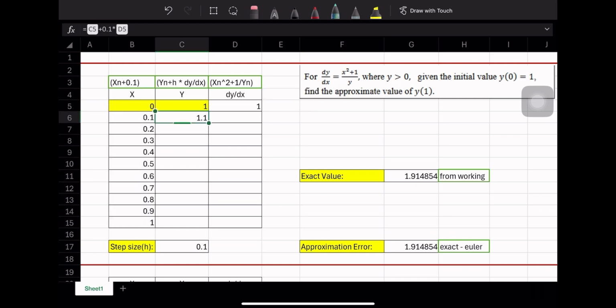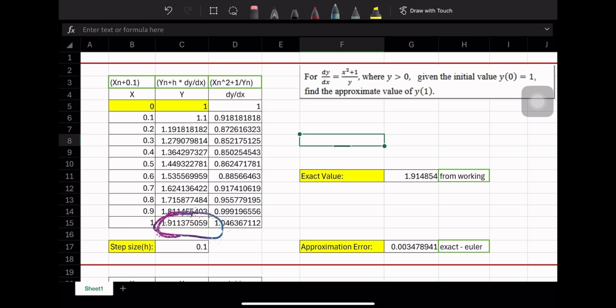To calculate y, I apply Euler's formula: y_n, which is the previous value of y, which in this case is our initial value of 1, plus h, the step size of 0.1, times the obtained value of dy/dx, and drag it down. By using the formula x_n, the current value of x, to the power of 2 plus 1 over the current value of y, we get the value of dy/dx and then drag it down. And here is the final value of y.